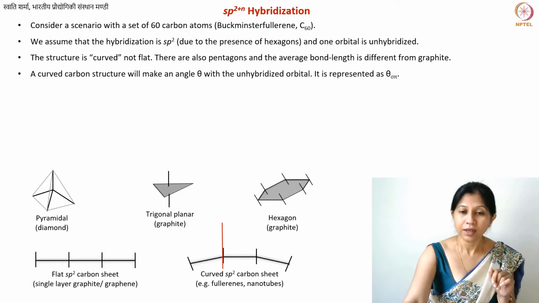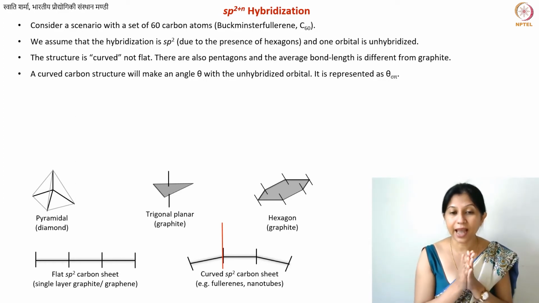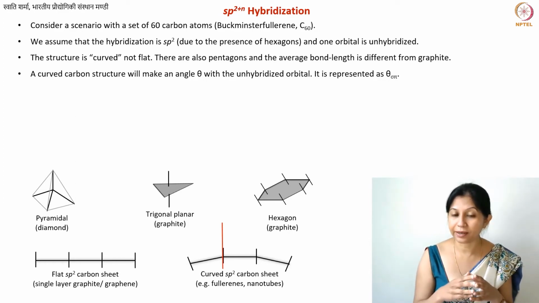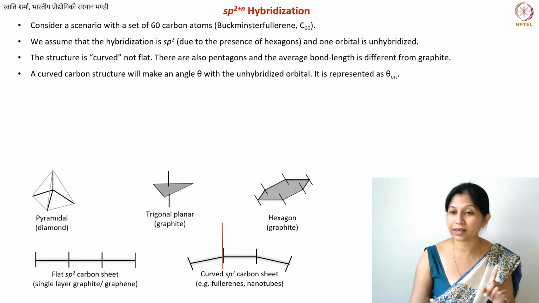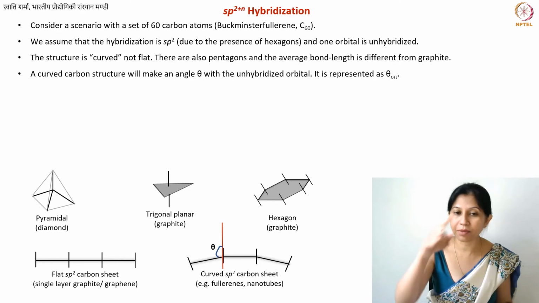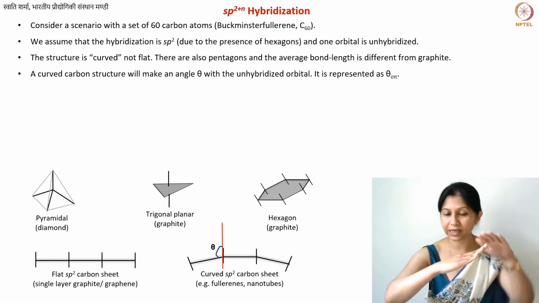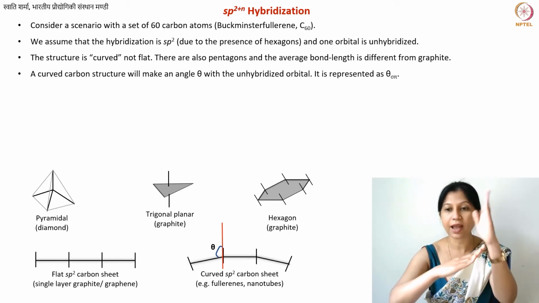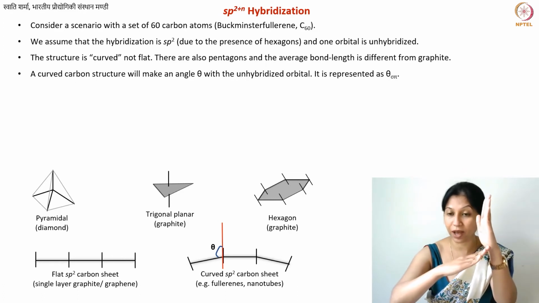Okay. Fine. So how do we calculate the angle? You see this red line here. The angle is calculated with respect to the unhybridized p orbital. So that is why I have drawn this line here. Okay. And now you will have the angle between the pentagon or hexagon, whatever you have here, and the unhybridized p orbital that you have.